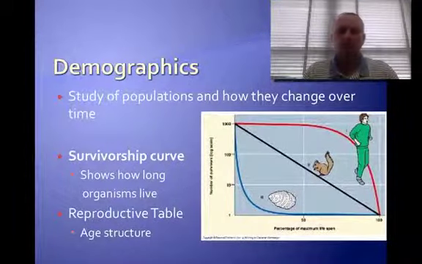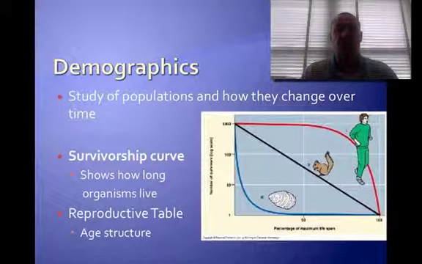When we talk about populations, we have to talk about demographics. Demographics is the study of populations and how they change over time. Now, one such thing is a survivorship curve, and the survivorship curve is over here on the right-hand side. And basically what this shows is the number of individuals and how long they live. The number of individuals are over here, and you notice they all start out with 1,000, and the percentage of the maximum lifespan.